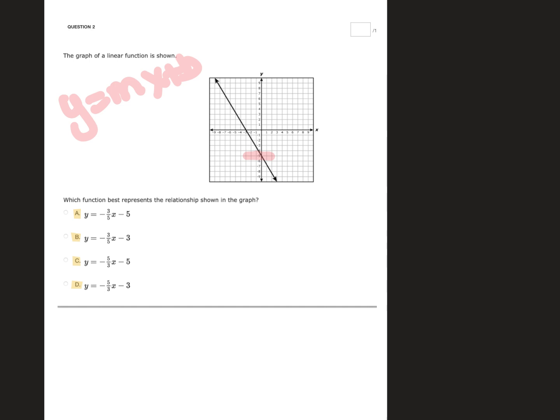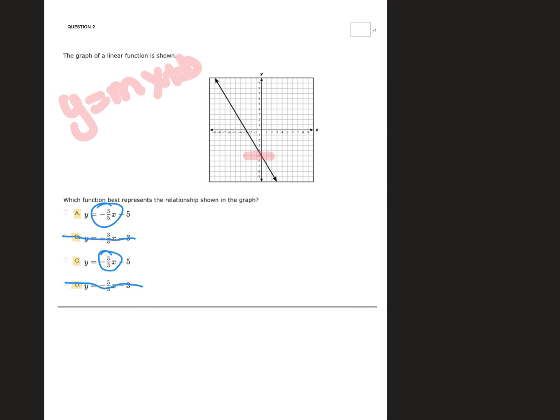So I'm looking at my answer choices. I can tell you that B is not it because my y-intercept is -3, and the same thing with D. So now I'm left with A and C, and the only thing different about them is the slope. Okay, so let's take a look.